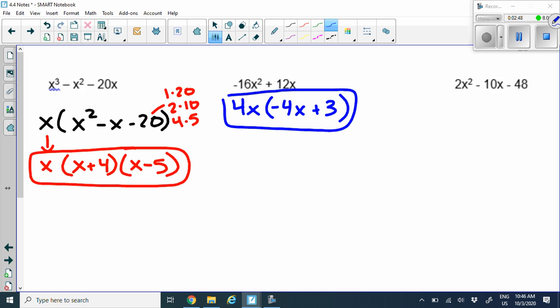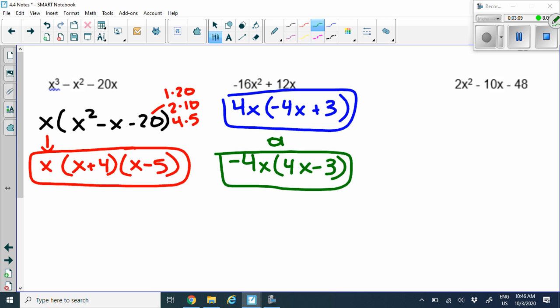Okay. Now you also might think, well, could we take a negative 4 out of this? Yeah. So we could have taken a negative 4x out. And when that happened, if we do negative 16 divided by negative 4, that gives me just a 4x. And a positive 12 divided by negative 4 gives me negative 3. So this could have also been an answer. So both of them would have been correct. Okay, go ahead and do the last one for me. So pause the video and do that one.